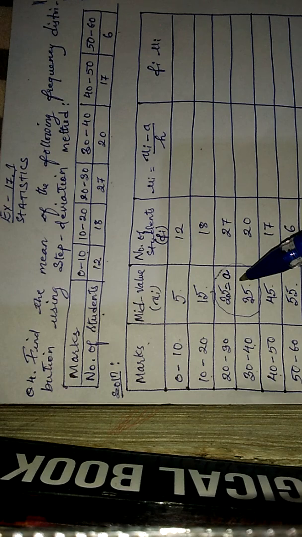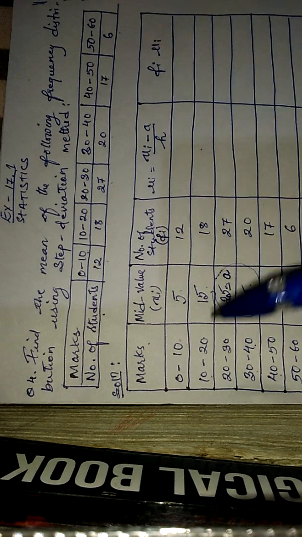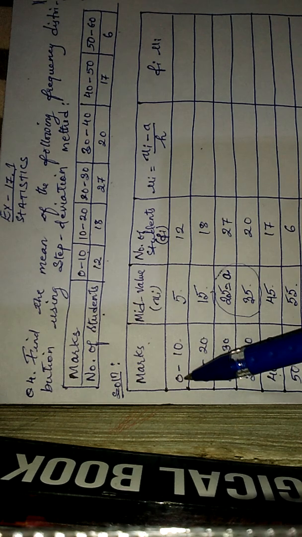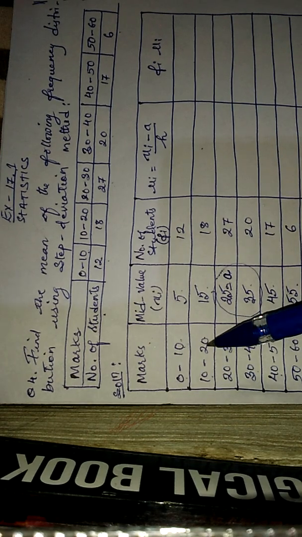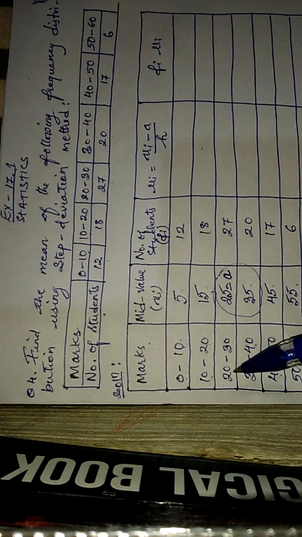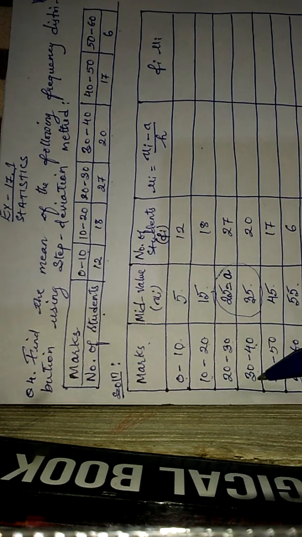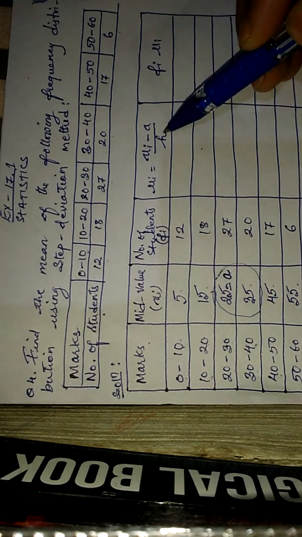Now we have a, xi, and h. h is the width of the class. See, 10 minus 0 is 10. Again here also, 20 minus 10 is still 10. 30 minus 20 also 10. 40 minus 30, 10. That means the width of this class is 10. We can say this h value is 10.